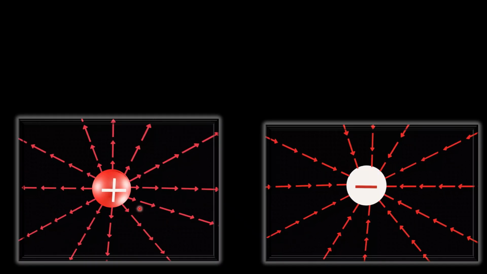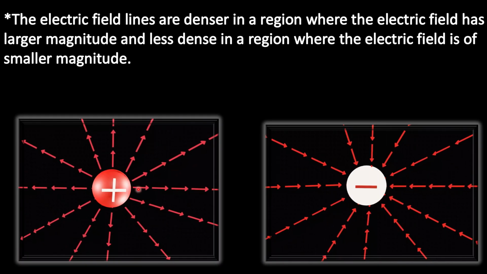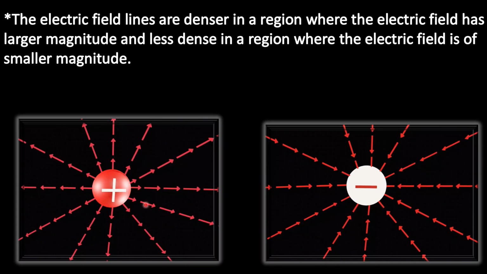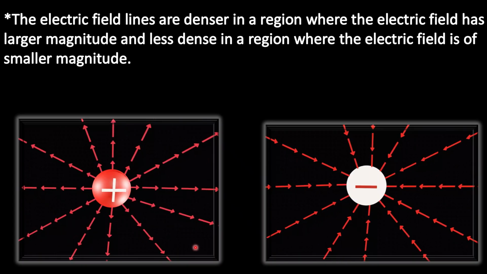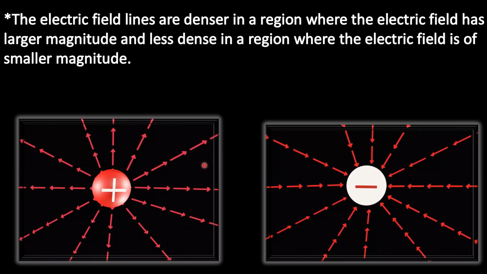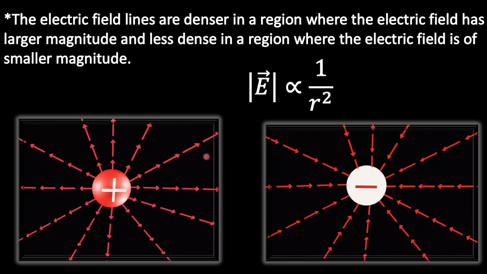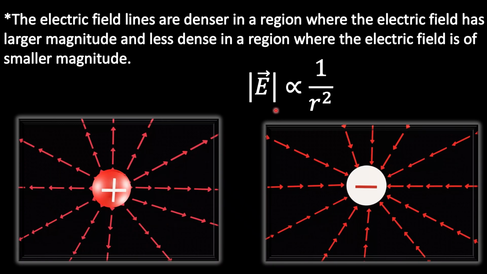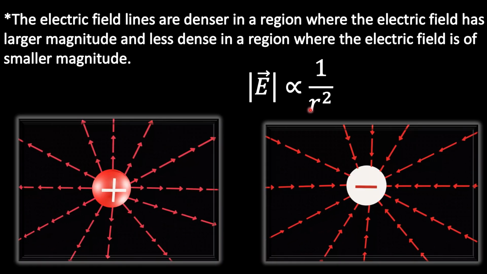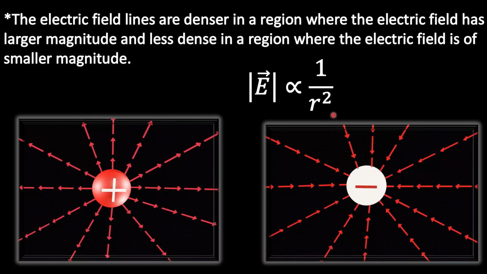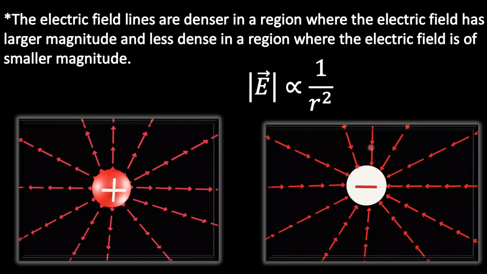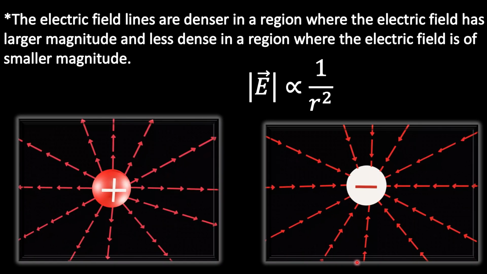Electric field lines are denser where the magnitude of the electric field has a larger value. Electric field lines are less dense where the magnitude of the electric field has a lower value. Therefore, the magnitude of the electric field is directly proportional to 1 by r square, where r is the radius of the radial electric field.